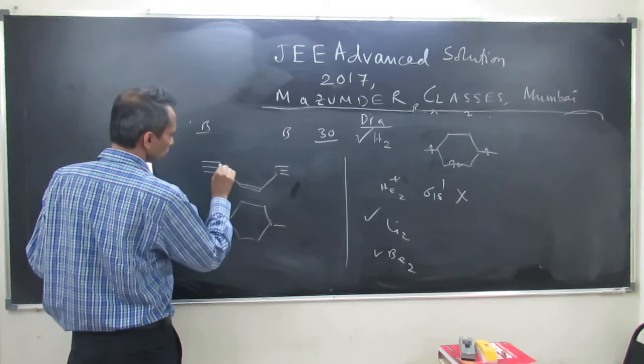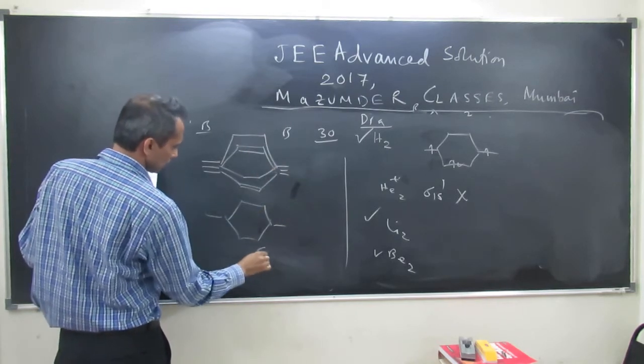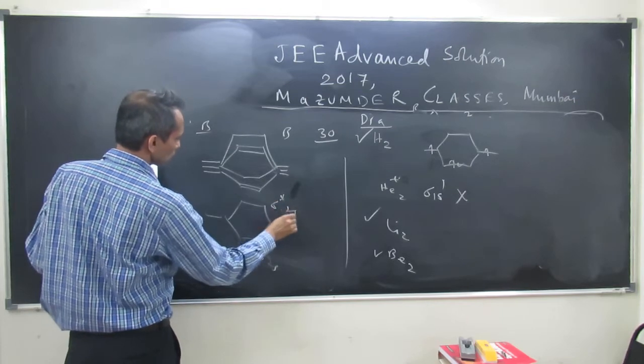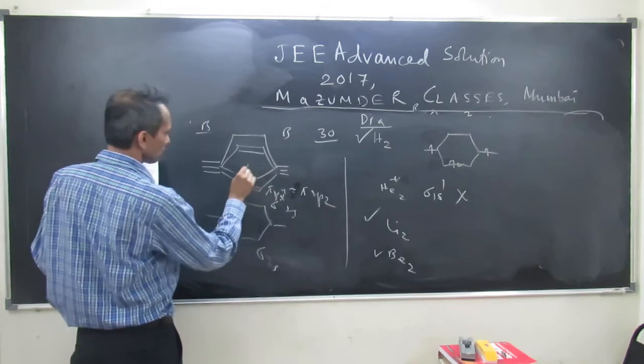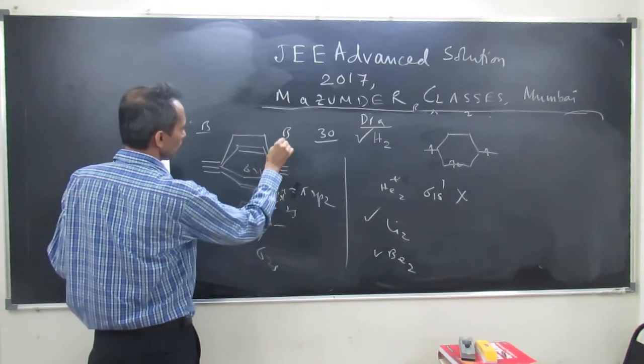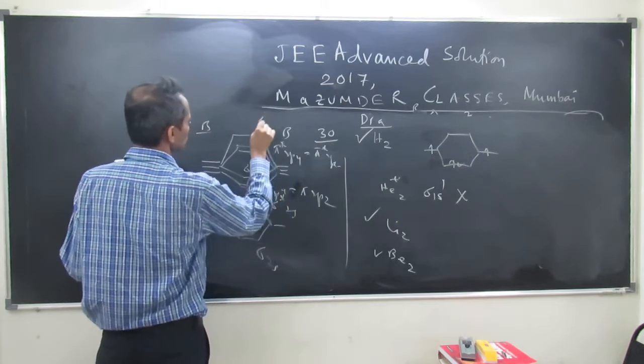Sigma 2s, sigma star 2s, then pi 2py equal to pi 2pz, which is equal to sigma 2px. Then pi star 2py, pi star 2pz, and sigma star 2px.